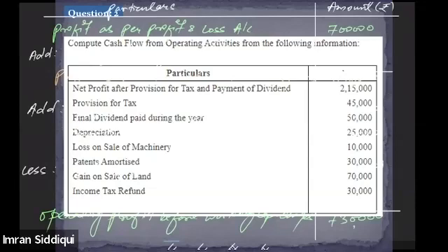So this is question number 2. It says compute cash flow from operating activity from the following information. Net profit after provision for tax and payment of dividend is given as 2,15,000. Provision for tax is given. Final dividend is given. Depreciation, loss on sale of machinery, patent amortized, gain on sale of land, income tax refund is given. You need to find out the cash flow from operating activity. Do you think we'll be able to do it?